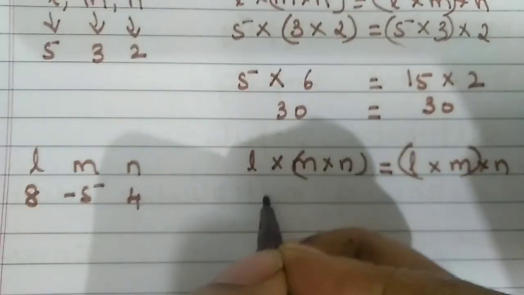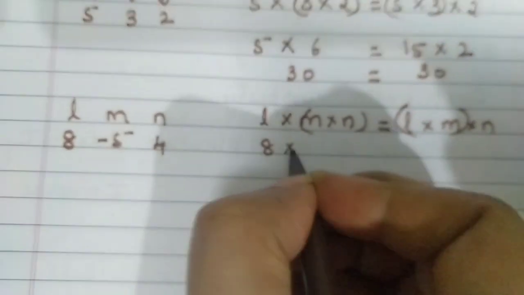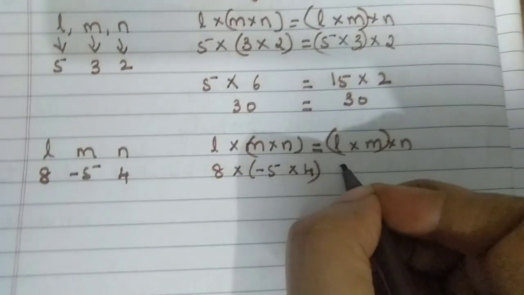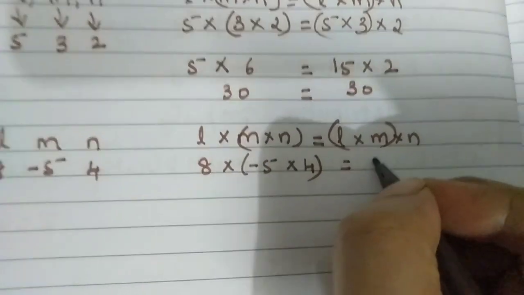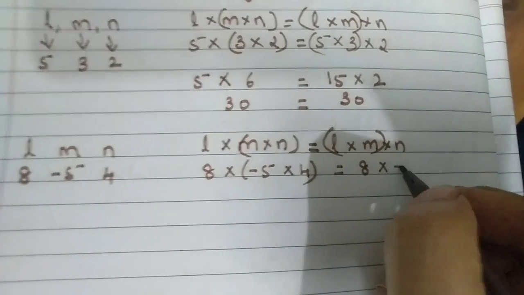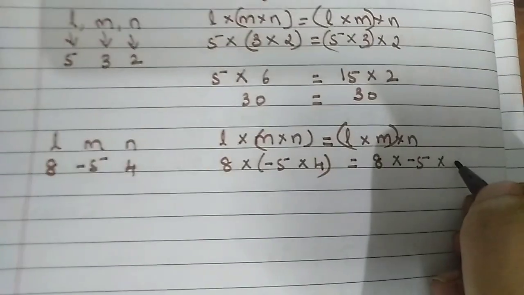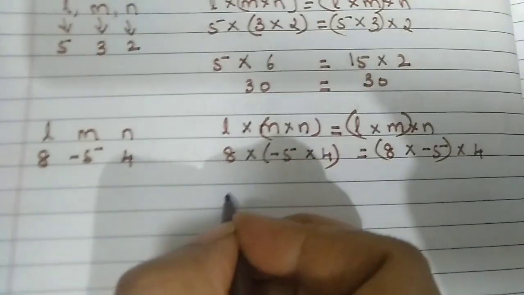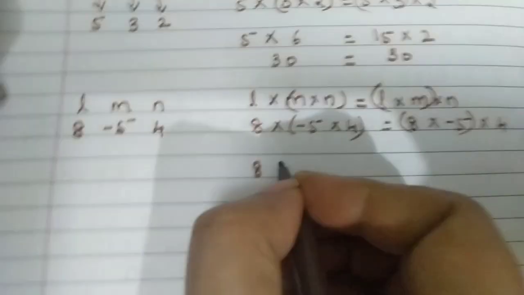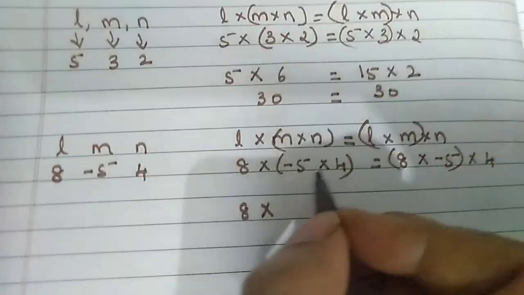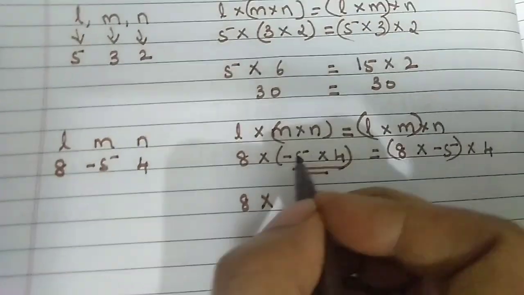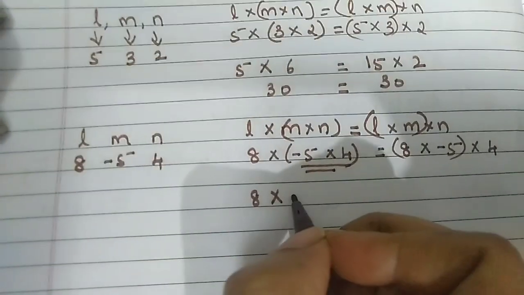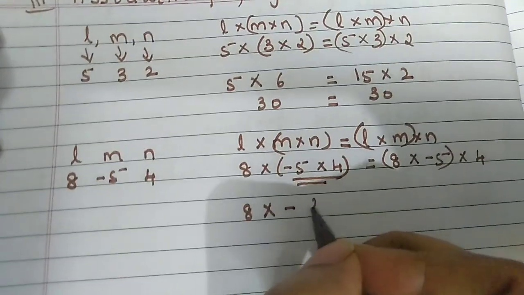Now let's substitute the values. L is 8, M is -5, N is 4 equals, again, L is 8, M is -5, and N is 4. Let's put the bracket here for the first two integers. So write 8 as it is, carry the into sign also as it is. Now let's multiply the ones which are there in the bracket. So first let's begin with multiplication of signs. Minus into plus gives you minus, then 5 into 4 gives you 20.